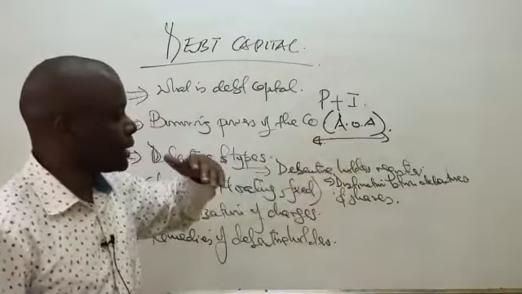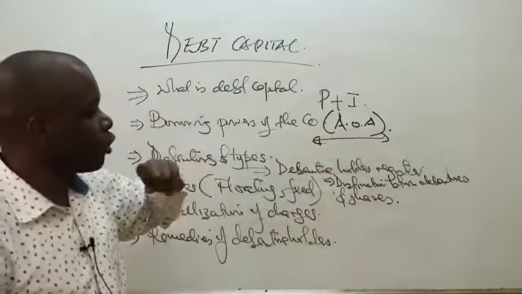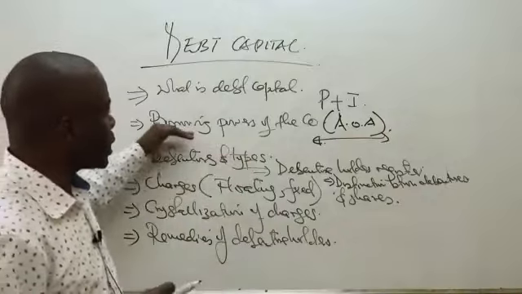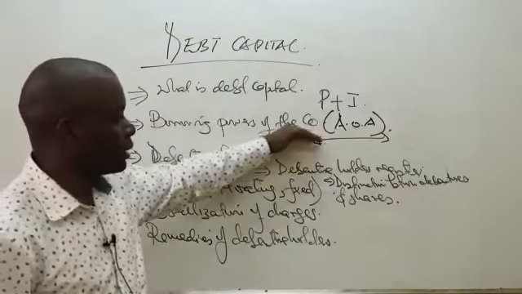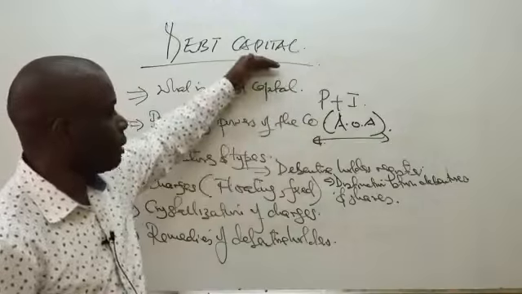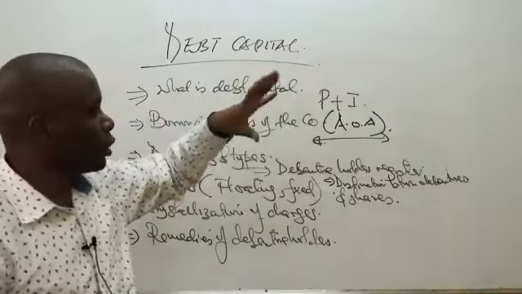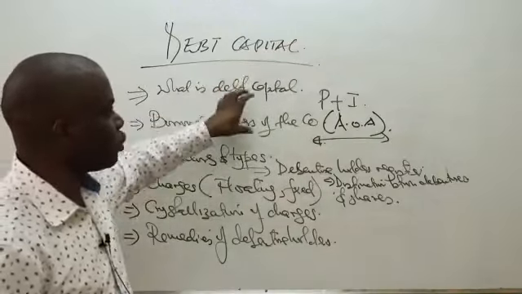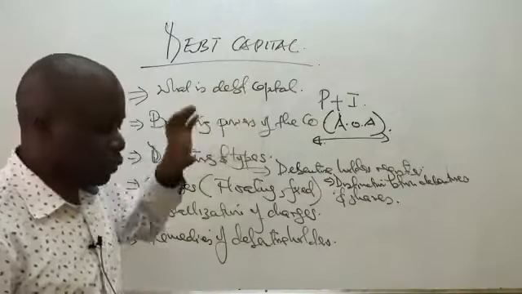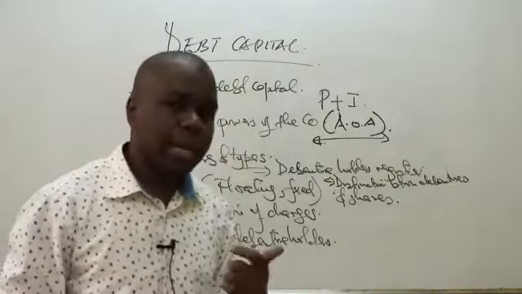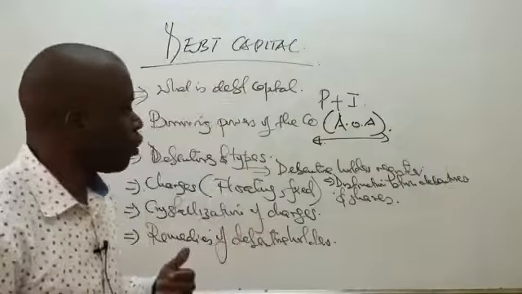In that articles of association, there will be a paragraph or a clause that indicates what the borrowing powers of the company are. Because under debt capital the company is going to borrow money, but the borrowing will be stated in the articles of association. So the borrowing powers of the company are usually outlined in the articles of association of the company.